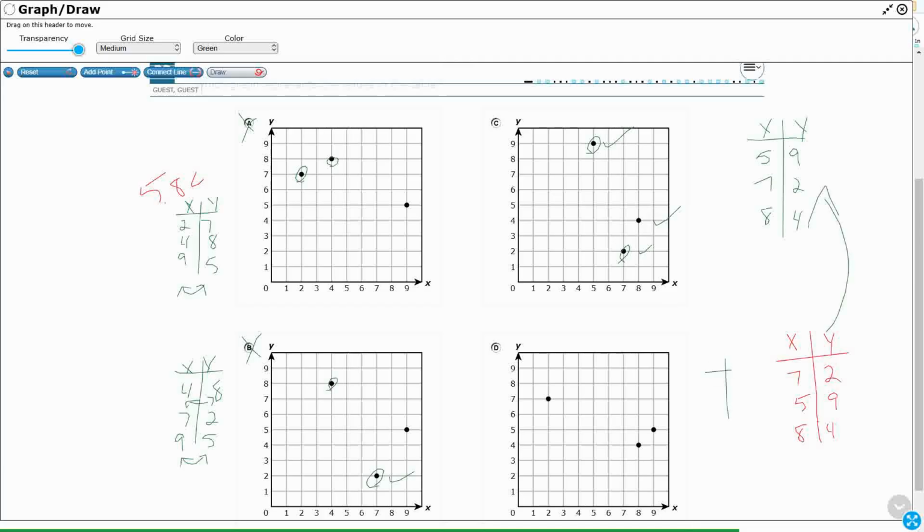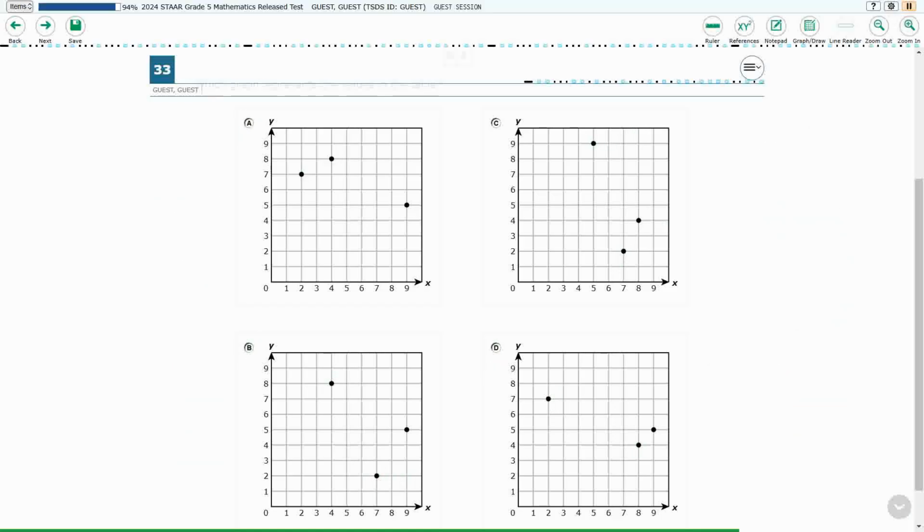Let's just verify that this one doesn't work. I get x of 2, y of 7. Yeah, they flipped them. X of 8, y of 4. That one's correct. And x of 9, y of 5. They flipped those one. So kind of like what we did over here on B, they just had another one that was correct, a different one that was correct. All right, so our answer here is C.